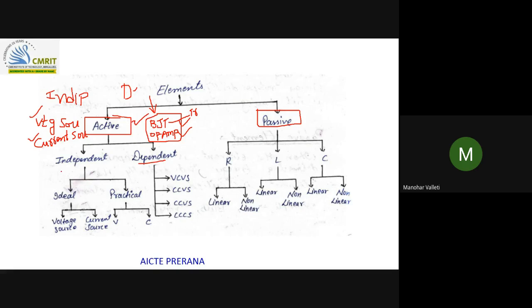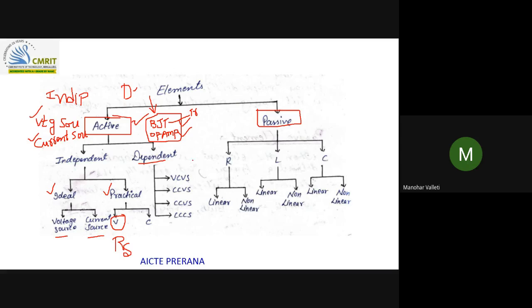So independent sources can be ideal or practical. Ideal means we have some particular element with ideal characteristics which we are not able to achieve, ideal values. So with the help of practical components, we will try to achieve those ideal characteristics, right? So we have voltage source and current source, same way practical also there. Only thing is, for ideal voltage source and practical voltage source, what is the difference? You will have some source resistance. Source resistance RS will be there in a practical voltage source.